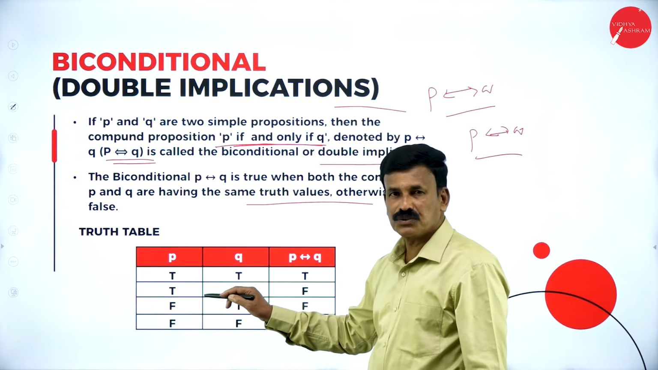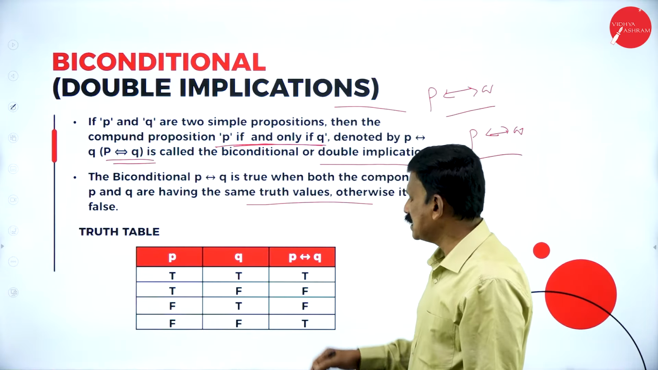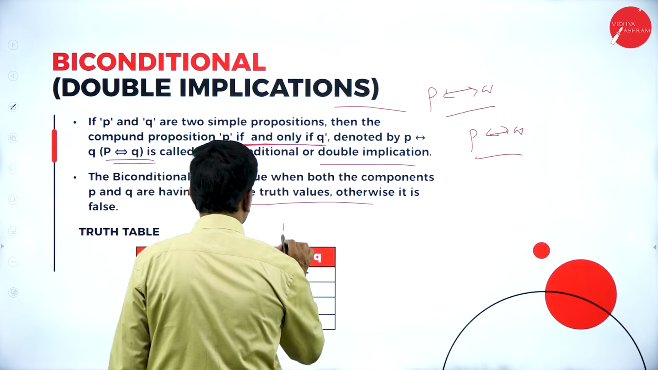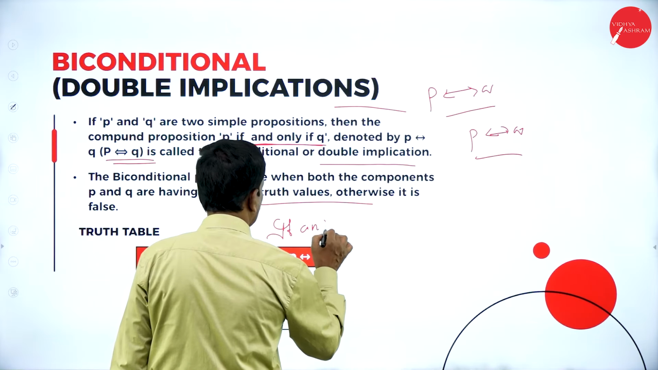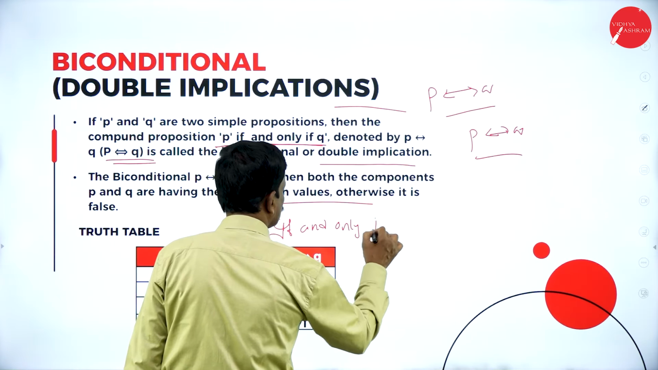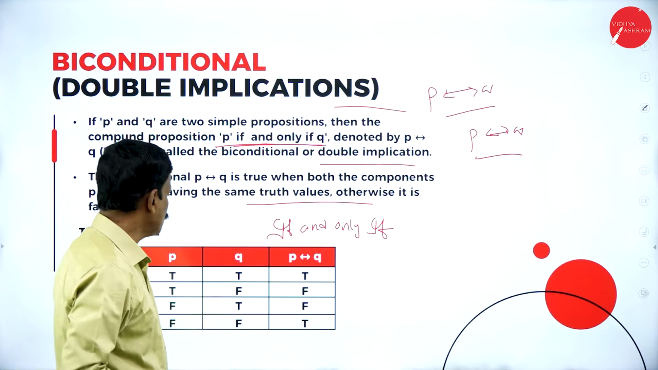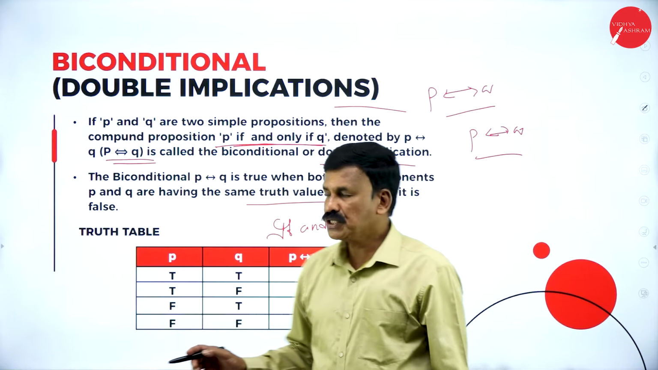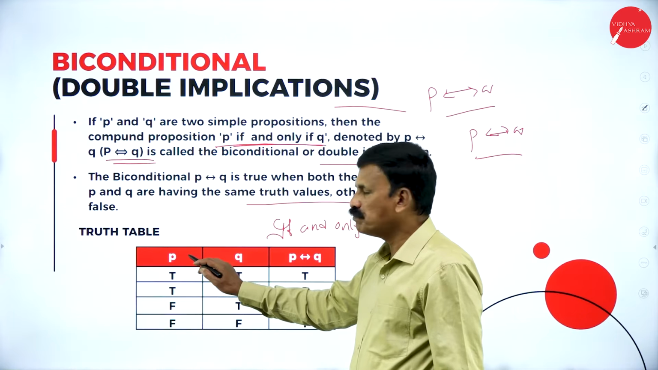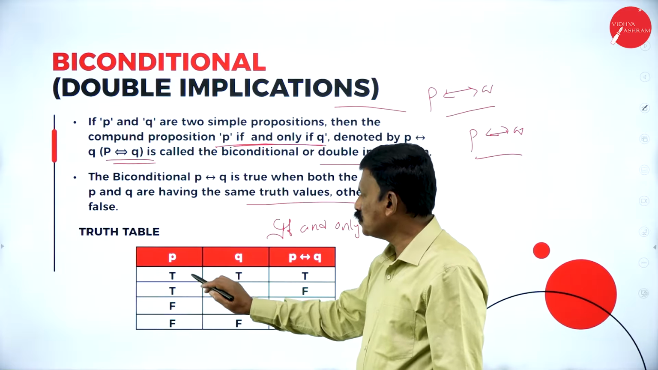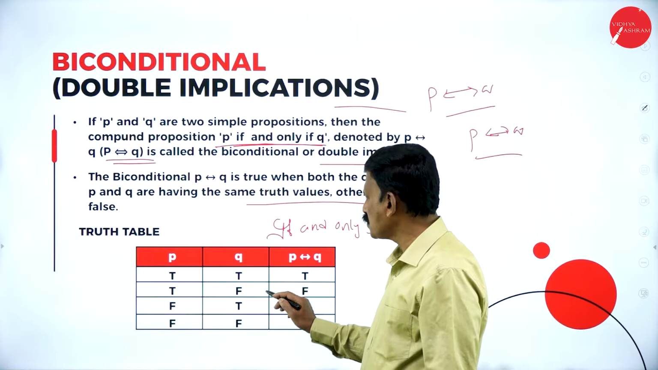Now, how to write the truth table for this biconditional? Biconditional means "if and only if". As usual, write down P, Q and P ↔ Q. For P and Q: true, true; true, false; false, true; false, false.